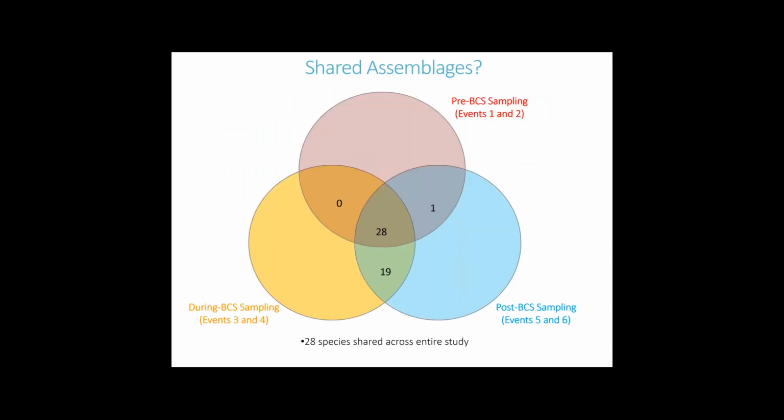In terms of looking at the assemblages, 28 species were shared across all sampling events. 13 were unique to the pre-BCS opening, none during, and 3 after. You can see the 19, 0, and 1 represent species that were shared between different paired sampling events. The greatest number of shared species besides all 3 was between the during and post-sampling event, with 19 species shared.